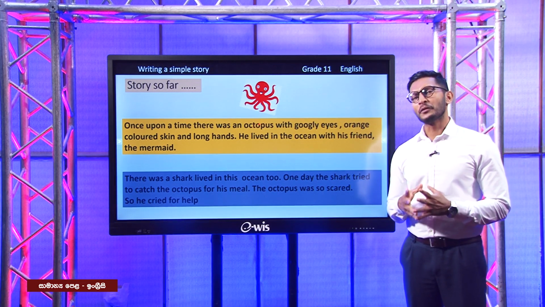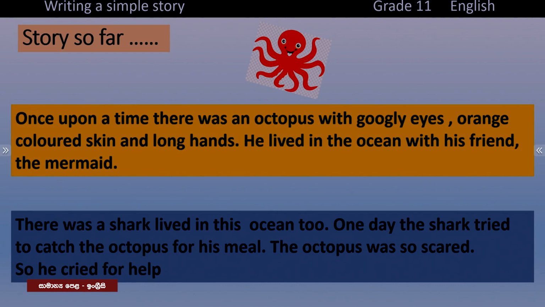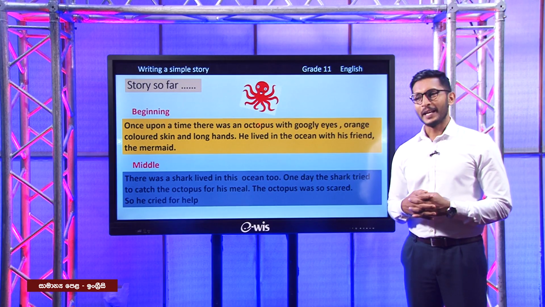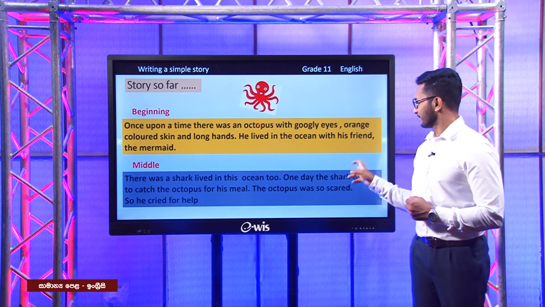Why do you think I have used 2 different colors for these 2 sections? Yes, that is the beginning. I have written the beginning of the story and then the middle of the story. There we present the problem. Now we are moving on to the third part of the story, that is the end.